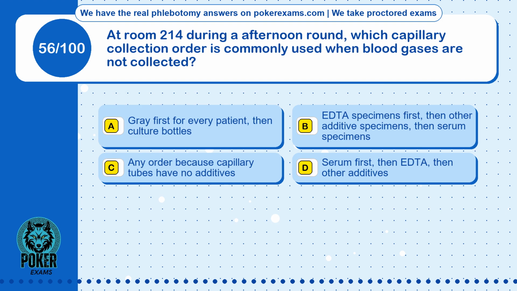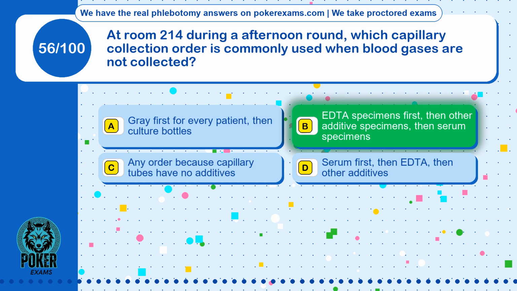Question 56. At room 214 during an afternoon round, which capillary collection order is commonly used when blood gases are not collected? Option A. Gray first for every patient, then culture bottles. Option B. EDTA specimens first, then other additive specimens, then serum specimens. Option C. Any order because capillary tubes have no additives. Option D. Serum first, then EDTA, then other additives.